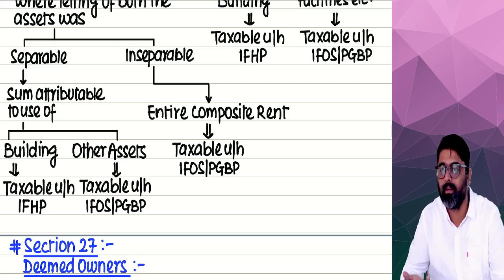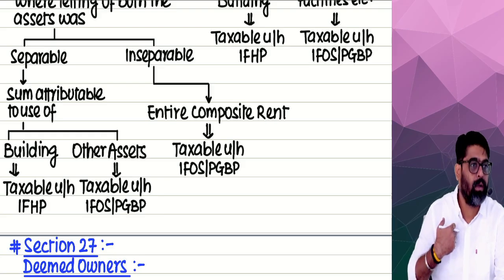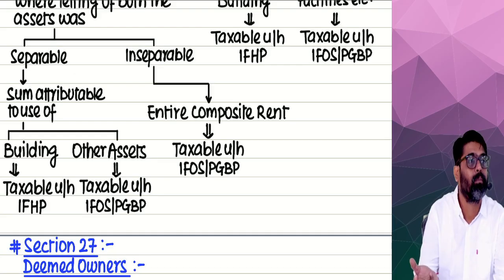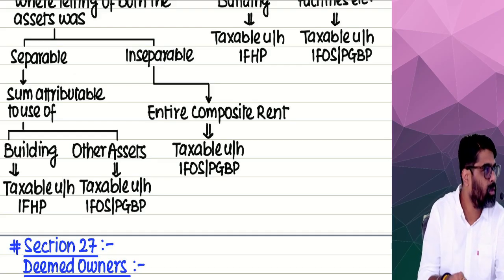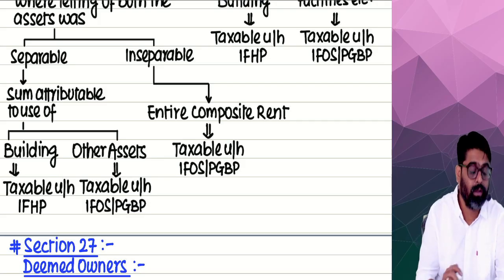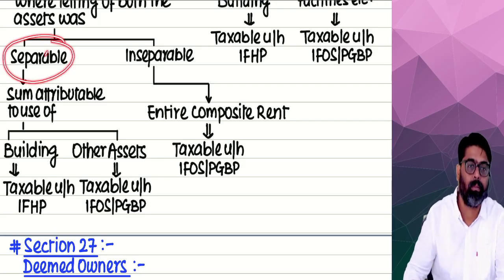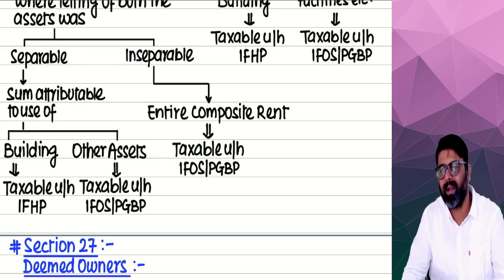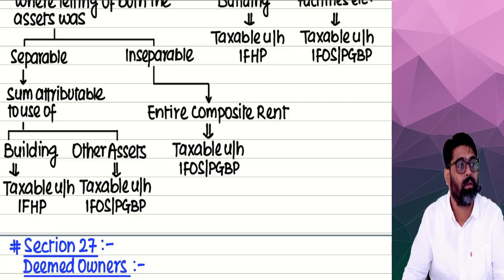Can I do that? If I wanted, I would have let out both the assets separately. But instead of separately giving both the assets on rent, I'm giving both the assets together. This is known as separable lettings. So here, letting of one asset does not depend on letting of another asset. Both the assets can be separately let out.